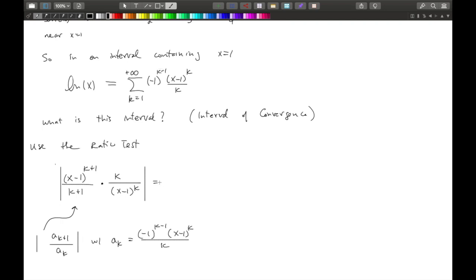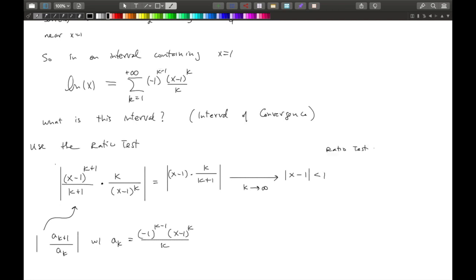Shaking out the algebra leaves an x minus 1 up top, because the x minus 1 to the k below cancels with all but one of the x minus 1's upstairs, absolute value, and we're multiplying that by k over k plus 1. And we're taking the limit as k goes to infinity. By L'Hopital's rule, this k over k plus 1 will approach 1, and therefore the ratios of the terms approach the absolute value of x minus 1 as k goes to infinity.